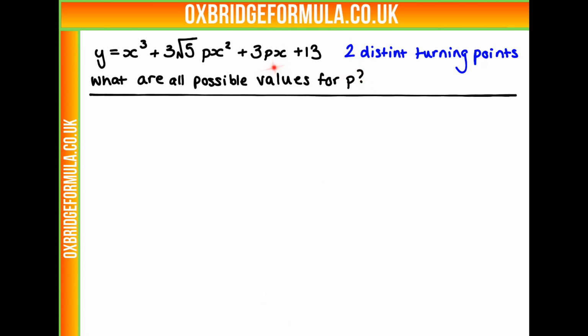Well, we know that our equation has two distinct turning points. So, what does that mean about our expression? Well, it means the gradient, or the dy over dx, when we differentiate it, is going to have two real roots. So let's start from there.